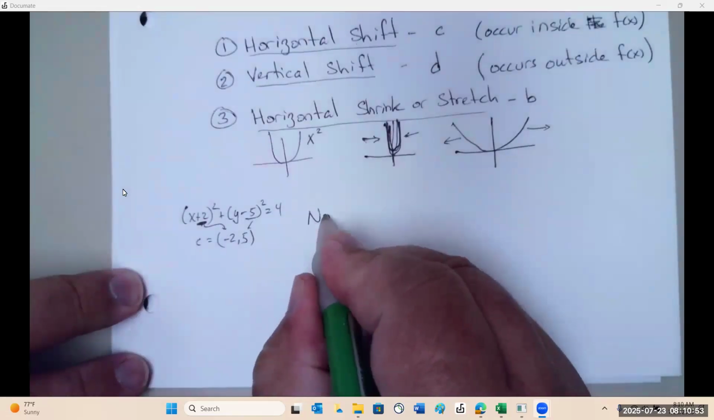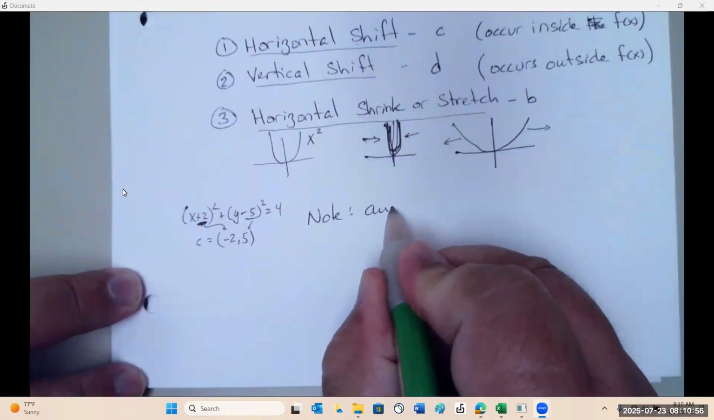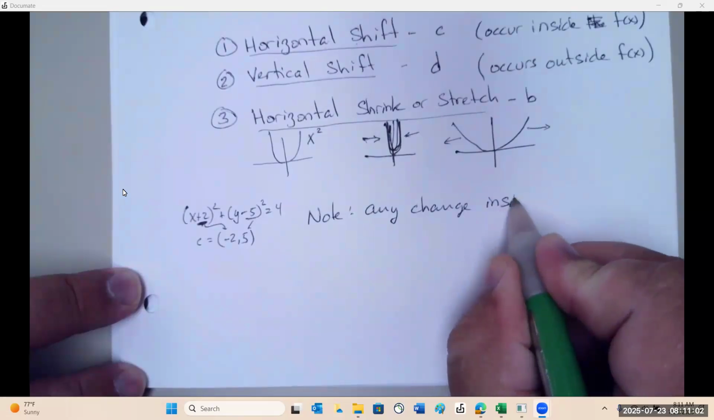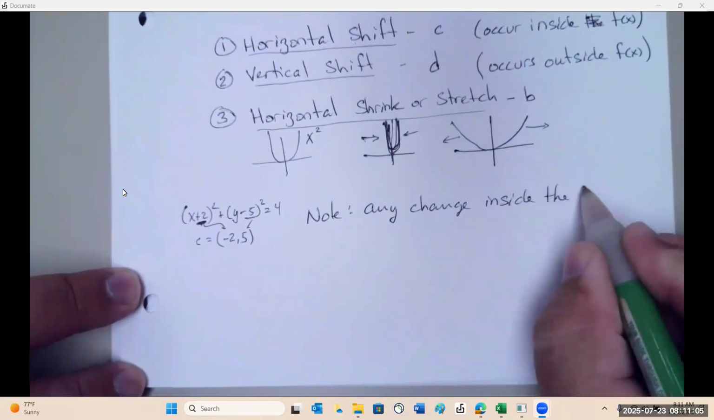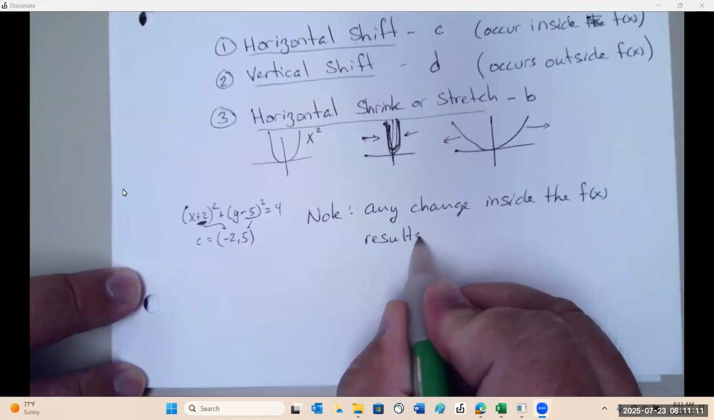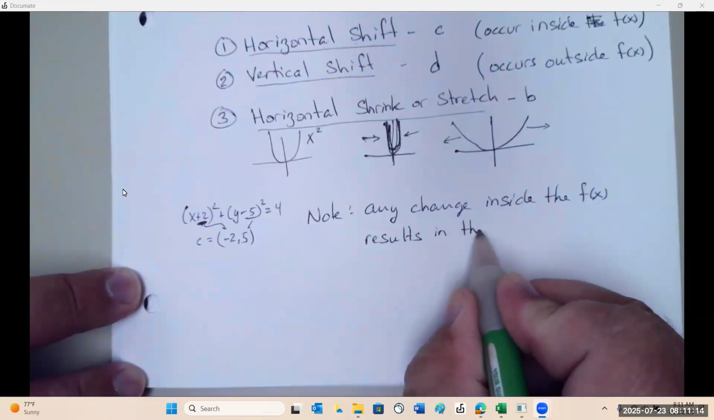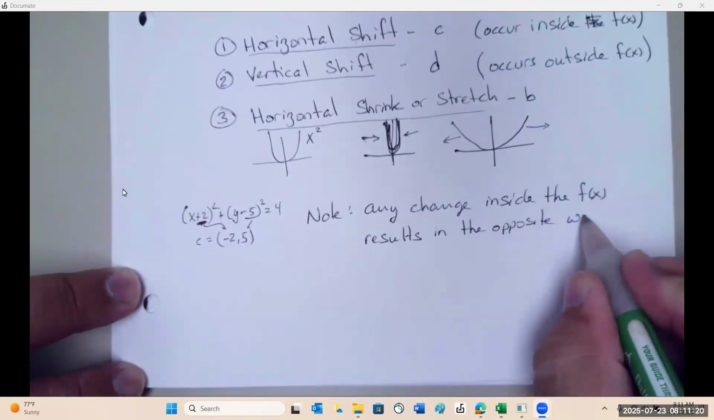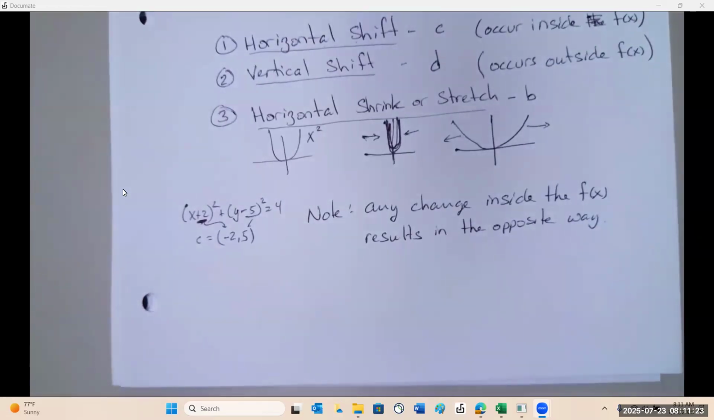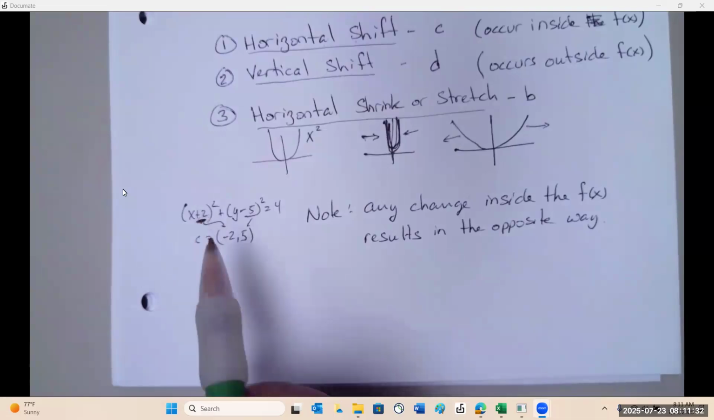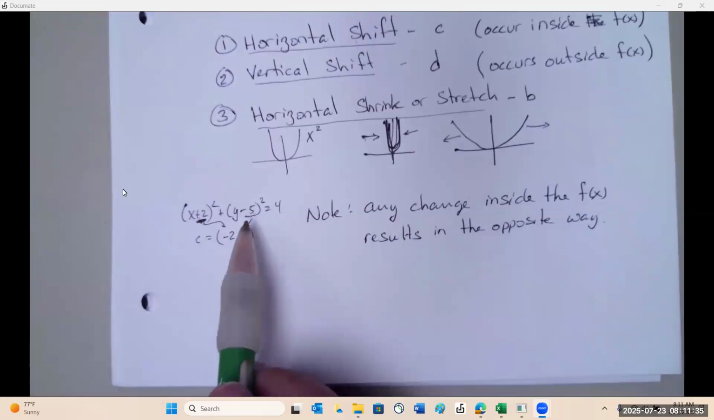I'll put that in there. Any change inside the function results in the opposite way. So if I ask you for the center of the circle, you took +2 and made it -2. That's opposite. You took -5, made it +5.